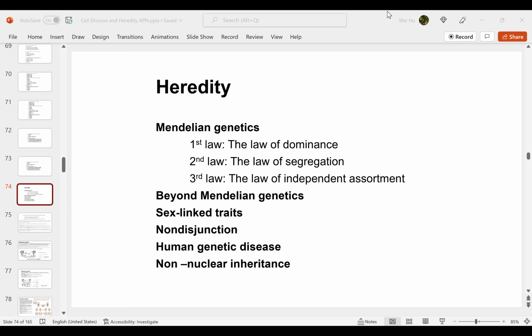So heredity, genetics. The genetics can be divided in two periods. The old period is Mendelian genetics, the father of genetics. So the three laws are fundamental for today's genetics. So now let's start with a general concept.